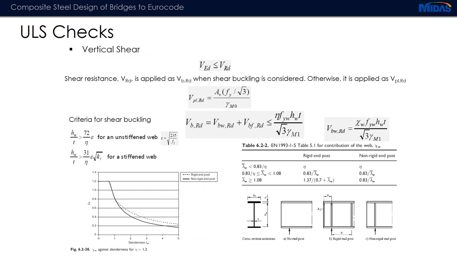Now moving on to vertical shear. In the vertical shear we have similar rules to those that we apply for structural steel design. We have plastic shear resistance and the shear buckling check. If the criteria for shear buckling shown here is met, then we have to do the shear buckling check, which is a summation of the contribution of shear resistance from the web plus the shear resistance from the flange.